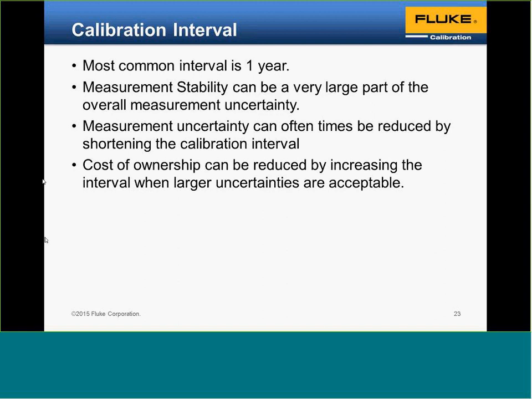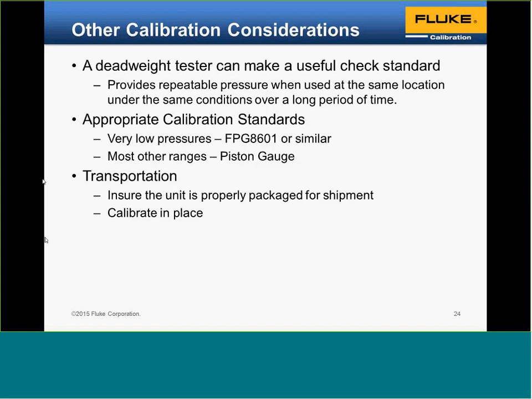There is risk, obviously, in that if something does go bump in the night, there are more things that have been calibrated with the device since its last calibration. So your calibration interval, you need to set appropriate for your application. The most common is 1 year, but a shorter interval may result in better uncertainty. A longer interval can result in lower cost of ownership.